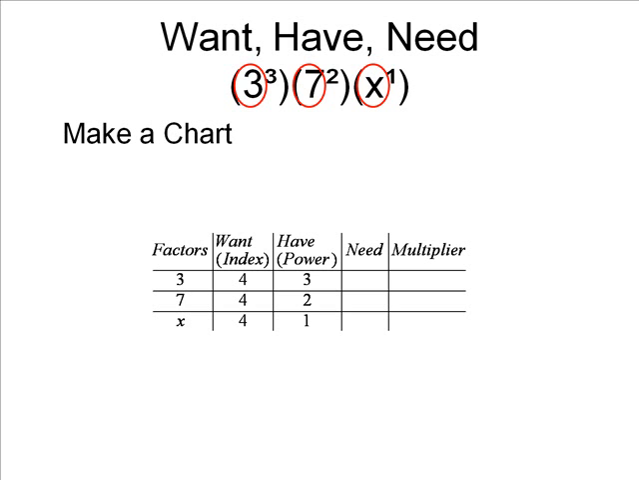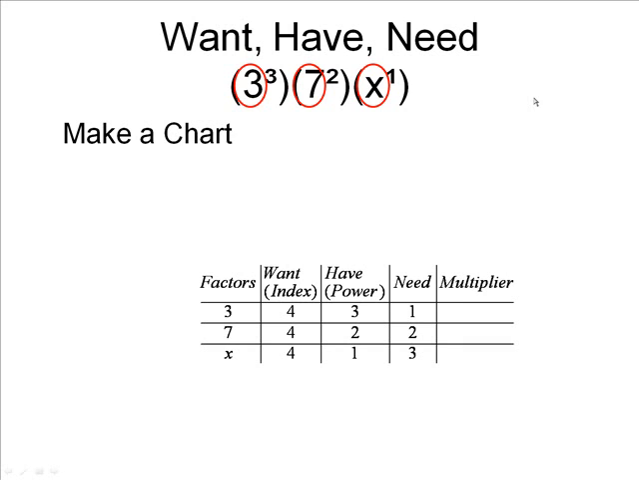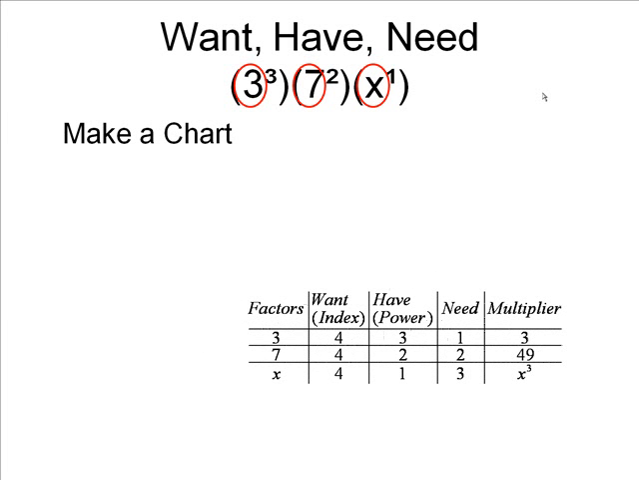So how many do we need? We do the subtraction. 4 minus 3, 4 minus 2, and 4 minus 1 means we need 1 more 3. We need 2 more 7's. We need 3 more x's. And that gives us our multiplier. Remember that we're dealing with the exponents here, right? So we need 1 more 3. We need 2 more 7's. So that's 7 squared and x cubed.